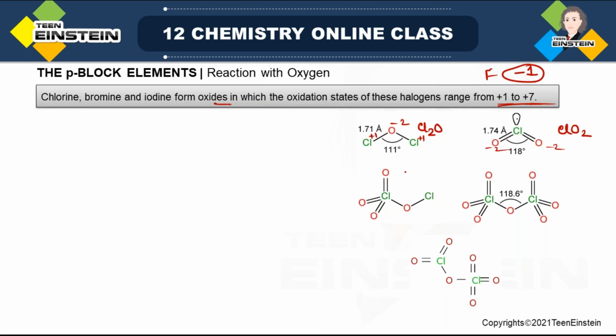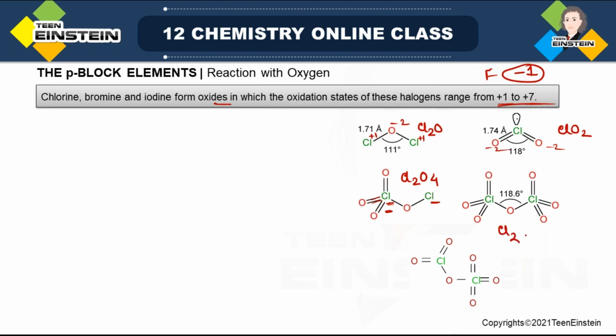This is Cl2O4. So here the two chlorines, their environment is not the same. If you consider this chlorine, how many bonds are there? 1, 2, 3, 4, 5, 6, 7. So it will be +7, but this chlorine will be only +1. Okay, so the two chlorines do not have the same oxidation state.